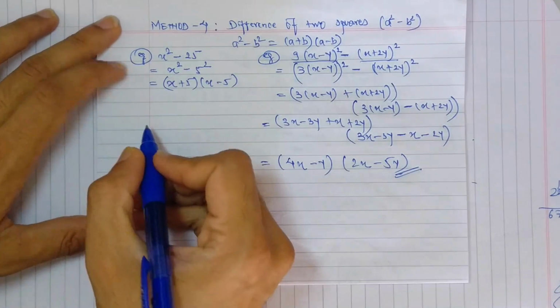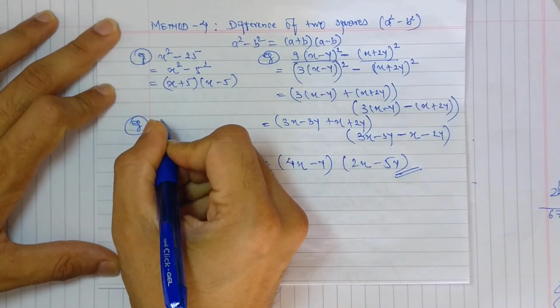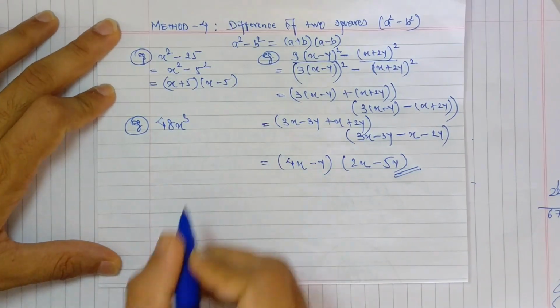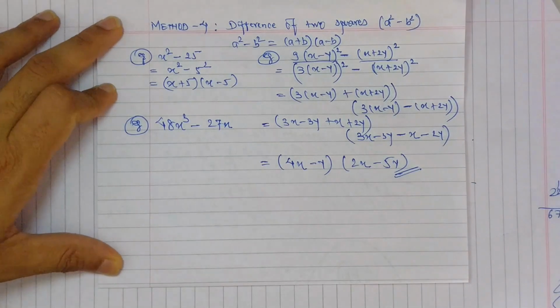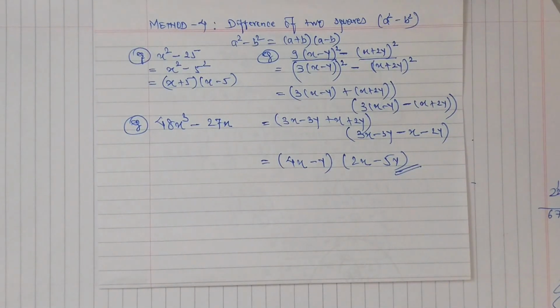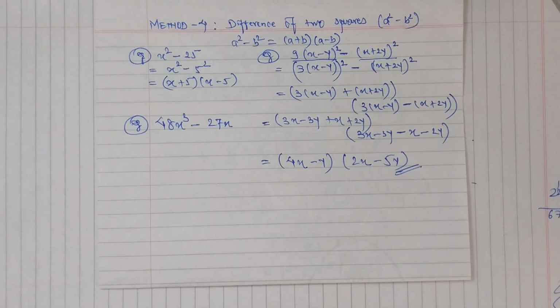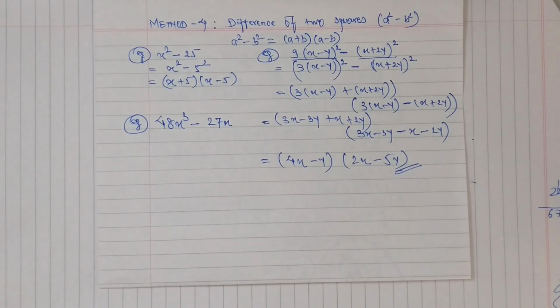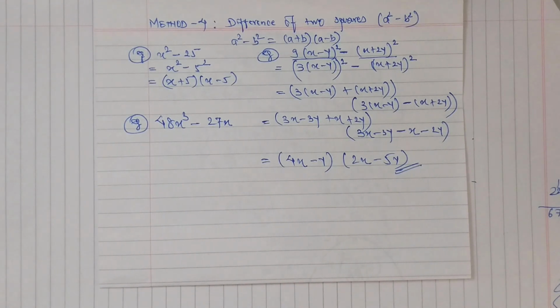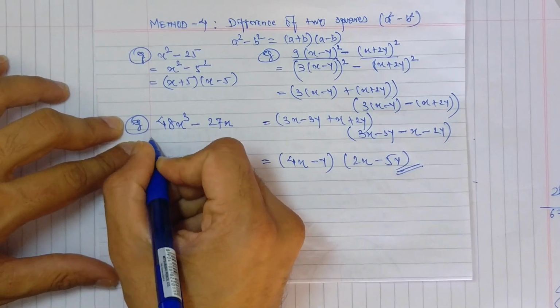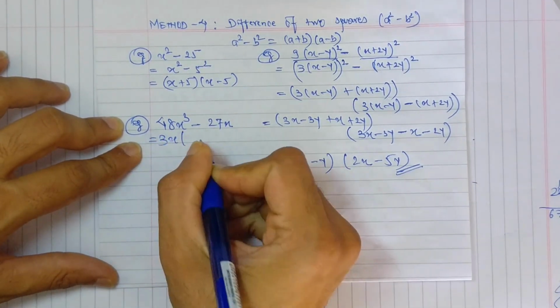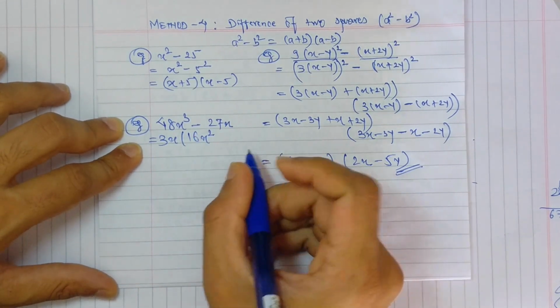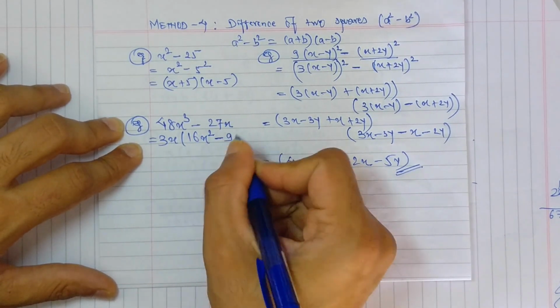Let's take one more example. 48x cube minus 27x. Now in the first glance you think that there is no perfect square over here, but I want you to look very very closely. Can we take out something common from both the terms? What is common in both the terms? See, in 48 and 27, what is the highest common factor of 48 and 27? It is 3. And in x cube and x, what is common? X is common. So if you take out 3 common and x common, what will be left inside? 16x square. And if you take out x common and 3 common, what will be left inside? 9.